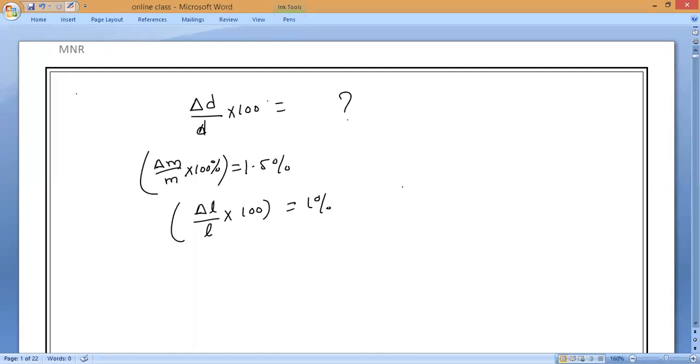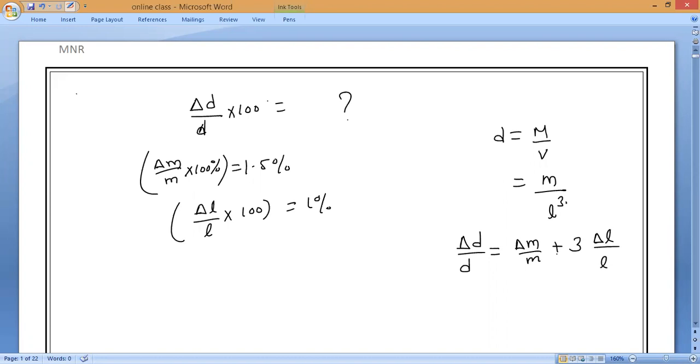Yes, sir. So now they are asking, what is the percentage error in density? As we all know, density is mass by volume, and mass is m only and volume is L power 3. So delta D divided by D is equal to delta M divided by M plus 3 into delta L divided by L. Yesterday we wrote powers this way, do you remember?